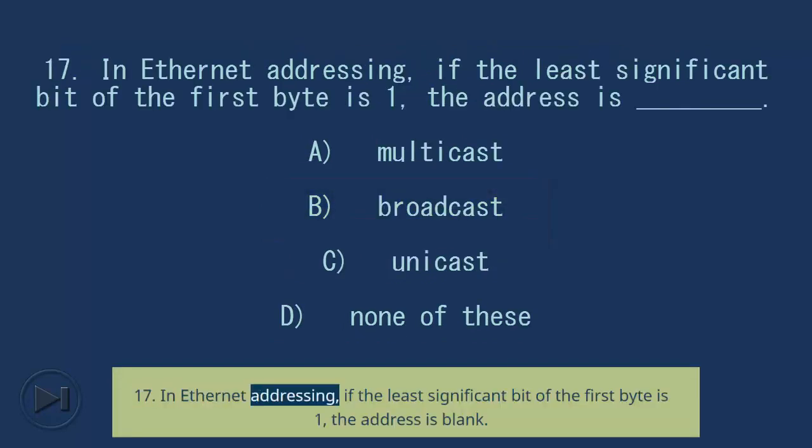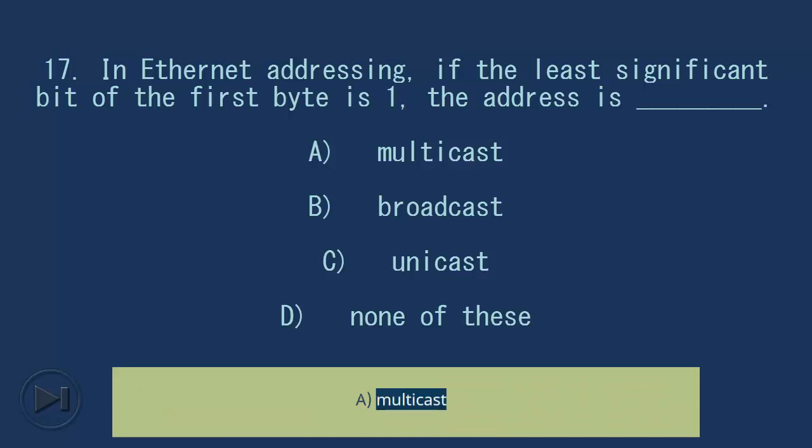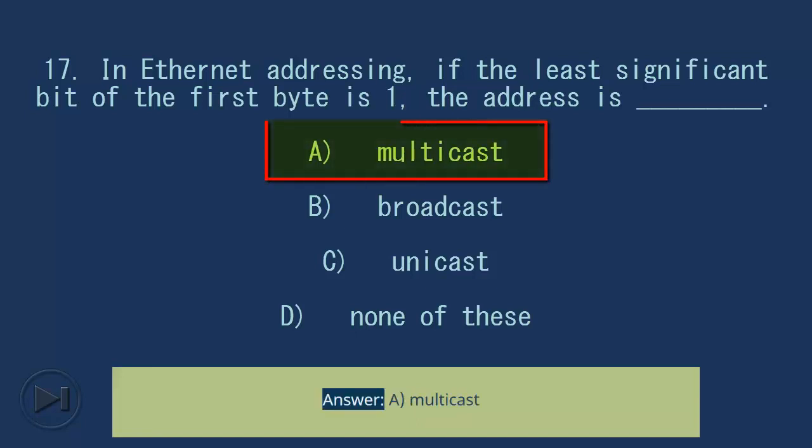17. In Ethernet addressing, if the least significant bit of the first byte is 1, the address is blank. A. Multicast. B. Broadcast. C. Unicast. D. None of these. Answer, A. Multicast.